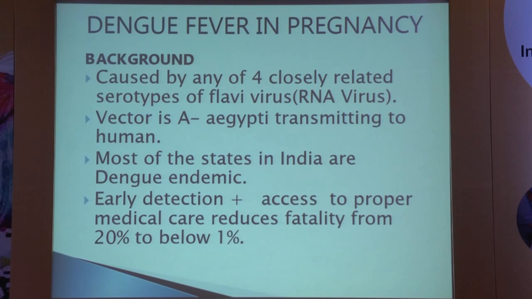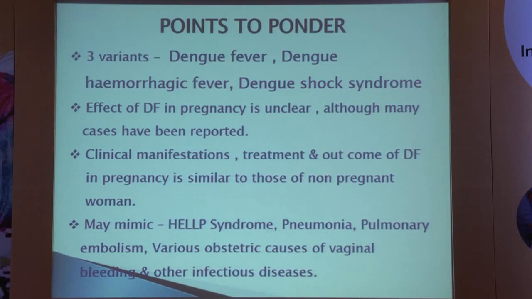Now the third topic is dengue fever in pregnancy. Background. Actually, it is caused by any of the 4 closely related serotypes of flavivirus, an RNA virus. Vector is Aedes aegypti transmitting to humans. Most of the states in India are dengue endemic. Early detection and access to proper medical care reduces fatality from 20 to below 1%. Points to ponder. Of course, everyone knows the 3 variants: dengue fever, dengue hemorrhagic fever, and dengue shock syndrome.